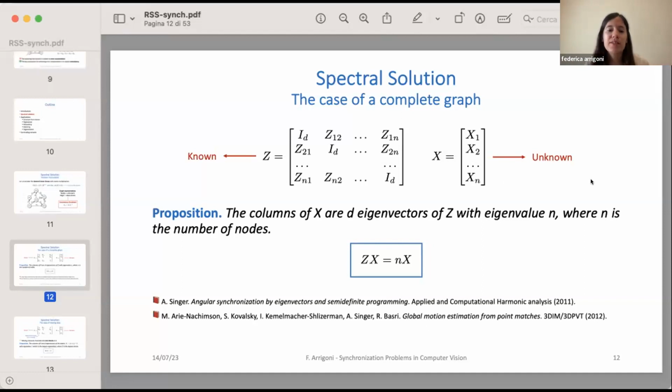And thanks to this matrix representation, we can prove the following result, which gives a relation between Z and X. Specifically, this says that the columns of X are the eigenvectors of Z with eigenvalue n, where n is the number of nodes in our graph. In other terms, the product between Z and X is a multiple of X. And this is an important result since it gives a practical way to find X and hence to find a solution from the eigenvectors of Z.